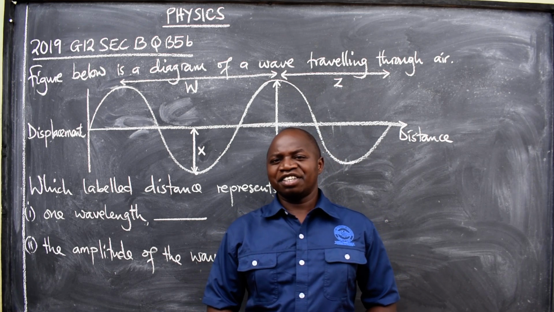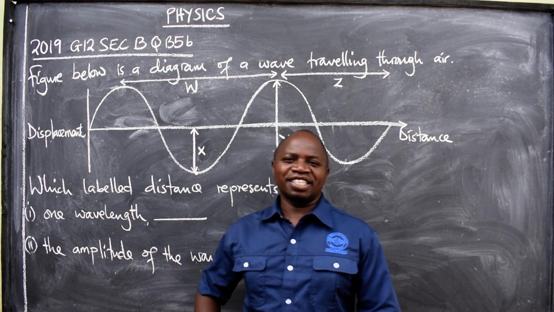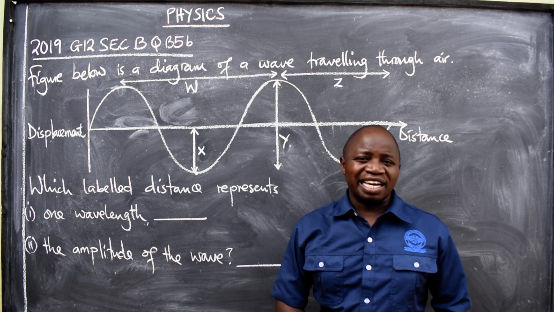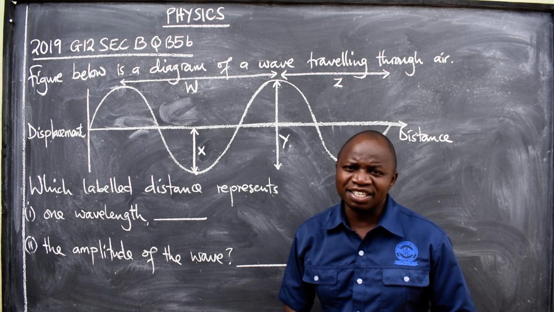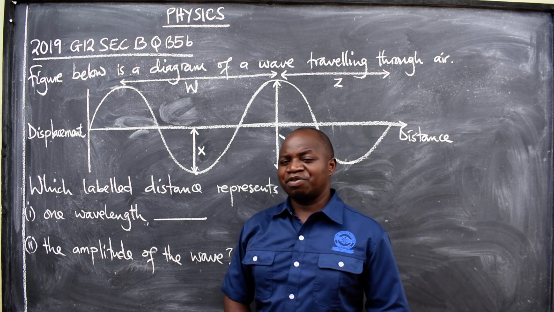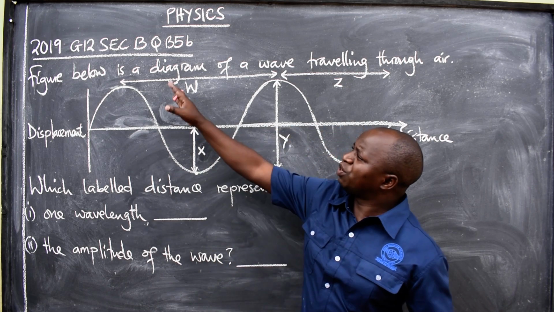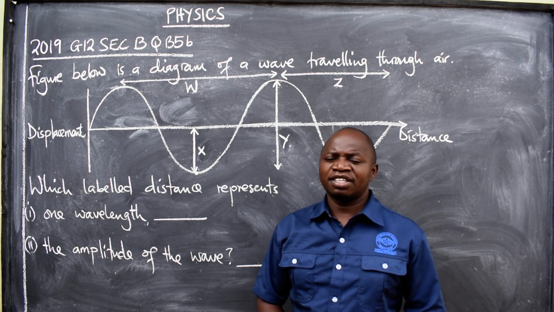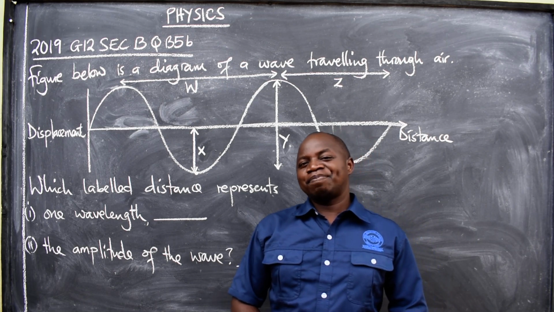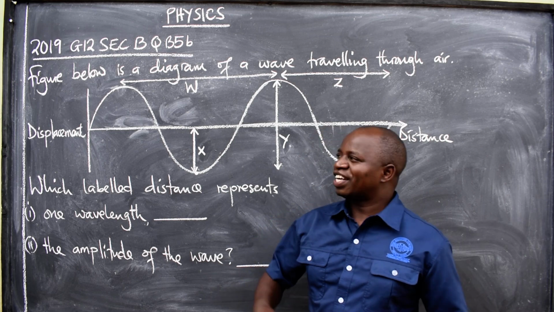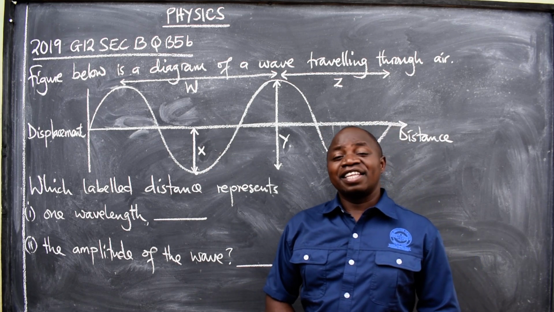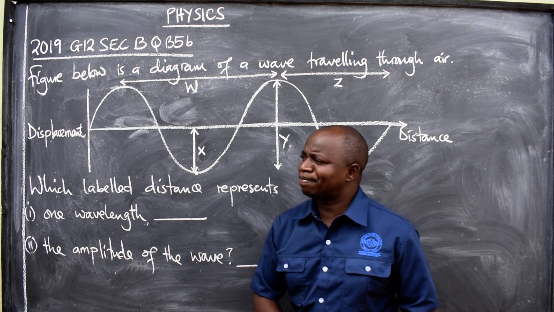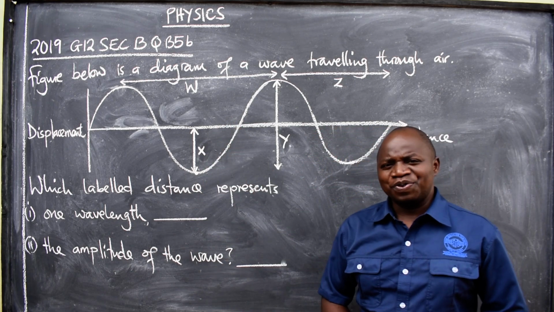In this presentation, we are going to look at the question on the board. The question is coming from the 2019 internal examination for grade 12, and it was question B5b, section B. So please pay attention so that you can learn the discussion that I'll be able to give you, okay, step by step. Let's go straight into the question.